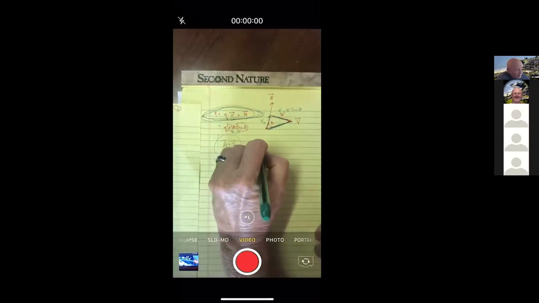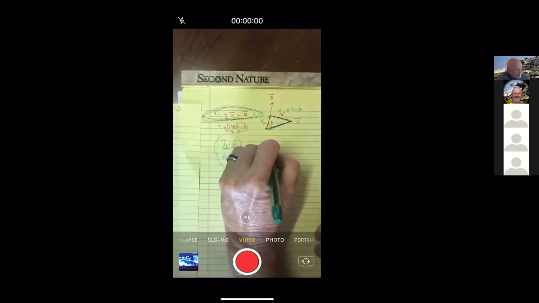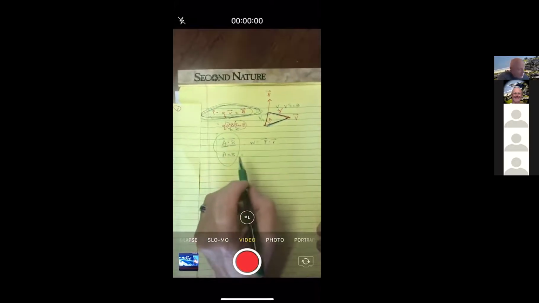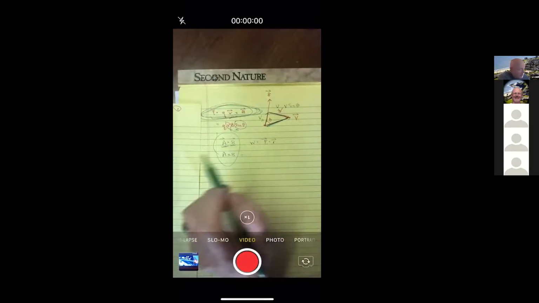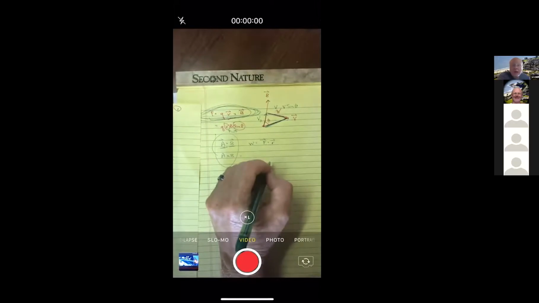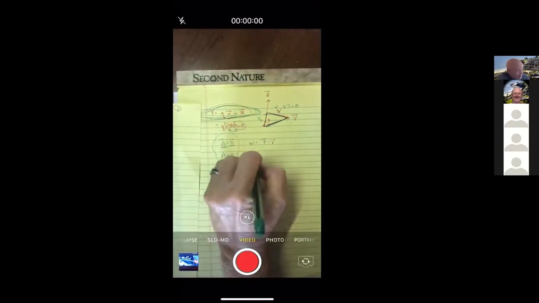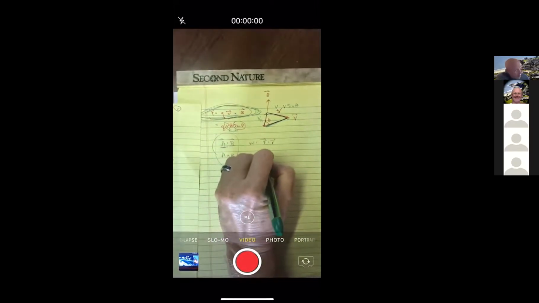And we saw that when we did work. We had work is F dot dr. We didn't want to use the whole force. We only wanted to use the force that was in the same direction as r. Then we did cross products back when you learned about torques. We said torque was r cross F.